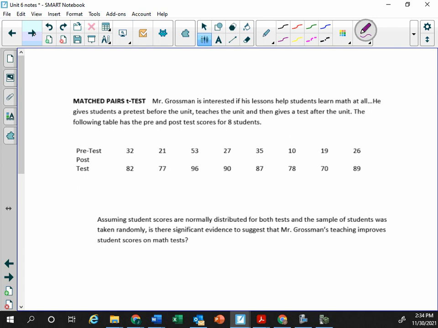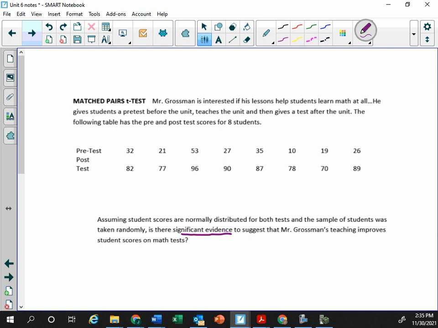Mr. Grossman wants to know if his lessons actually help his students learn math. So we decided to give a pre-test before the unit, teach them some math, and then give a post-test. Hopefully they do better, right? Assuming the student scores are normally distributed for both tests and the sample of students is taken randomly, is there significant evidence to suggest that Mr. Grossman's teaching improves student scores on math tests? So again, we see significant evidence. You should go, okay, hypothesis test of some kind.